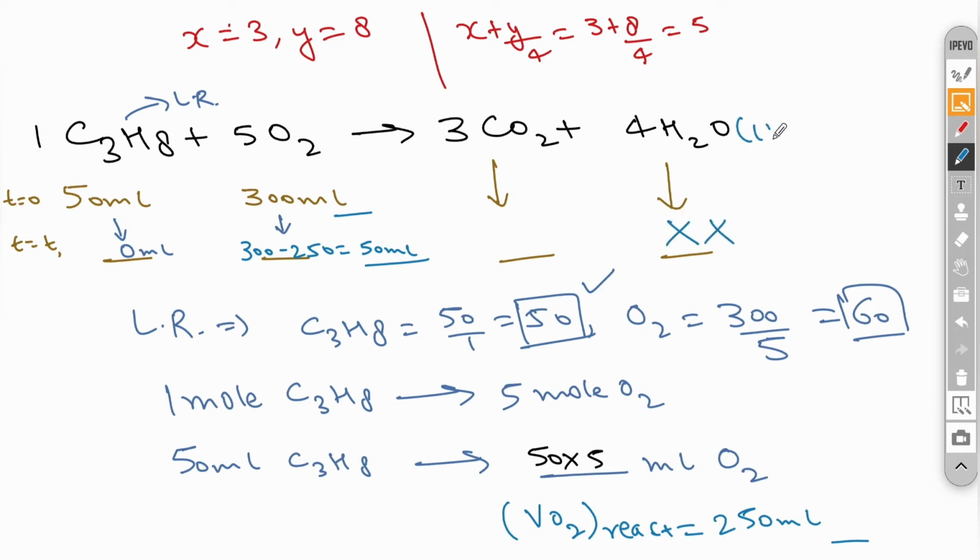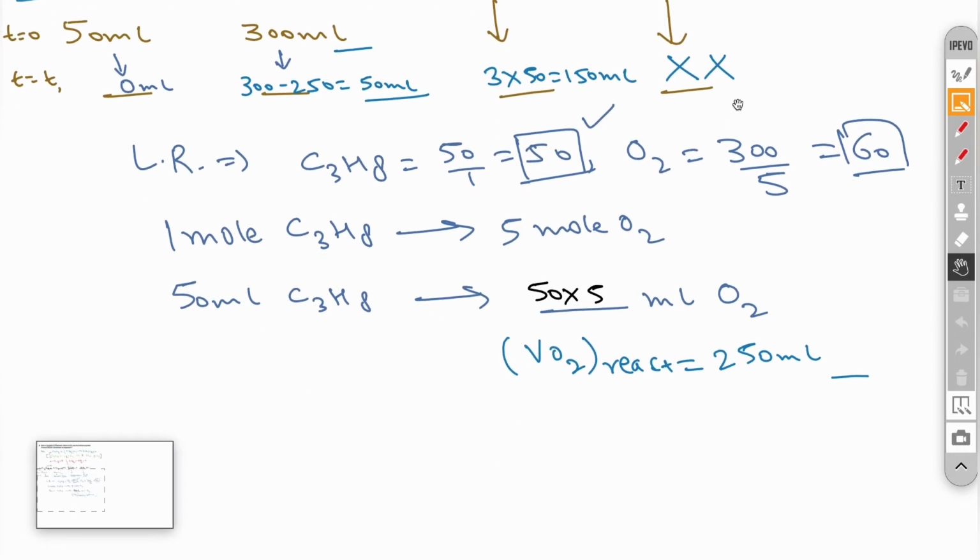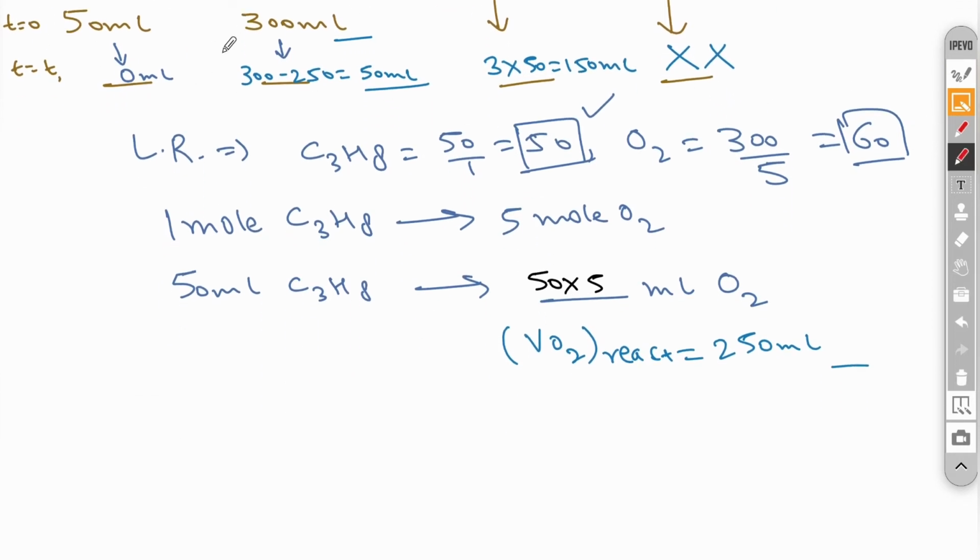How much water will be formed? It will be nothing because it's in liquid state. For CO2 we can simply use unitary method. So 1 mole of C3H8 forms 3 mole of CO2. So 50 ml of C3H8 will form 3 multiplied by 50, which is 150 ml of CO2.